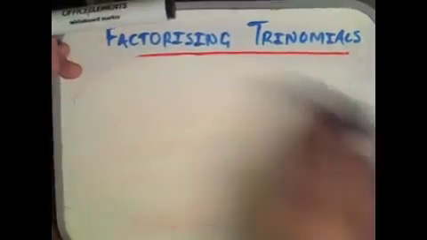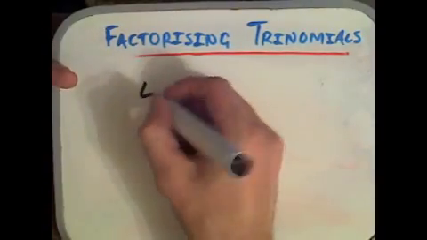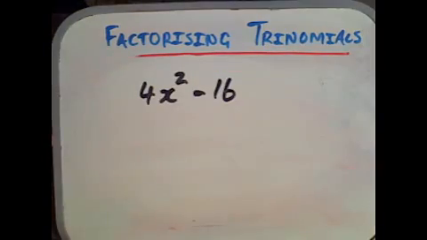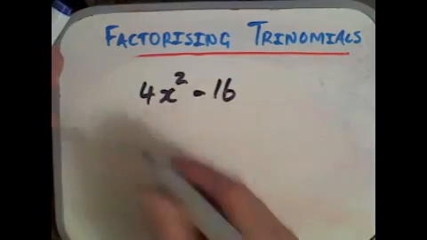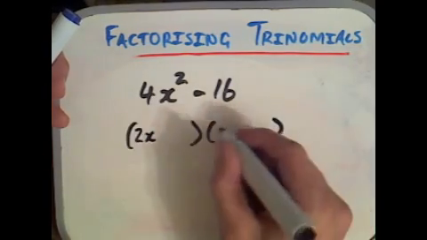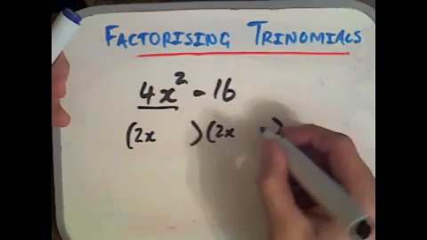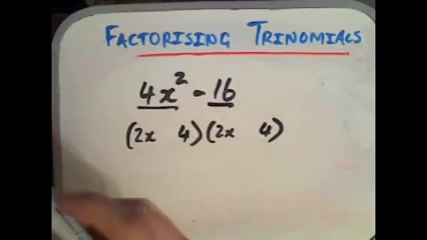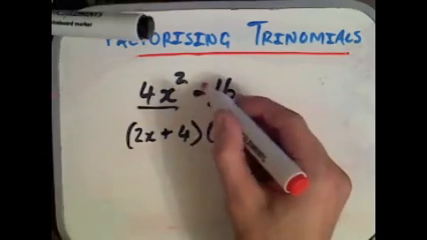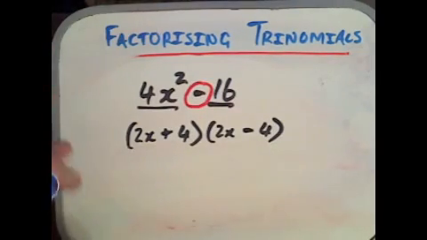Alright, so we're looking at our final example here, which is factorising the difference of two squares. So we've got 4x squared, subtract away 16. So we can square root 4x squared, and we can square root 16. Now, the square root of 4x squared is going to give us 2x and 2x, and the square root of 16 is going to give us 4 and 4. Now, all we simply do is we have a plus and a minus there in the brackets, and there we are, we're finished. Nice and simple.